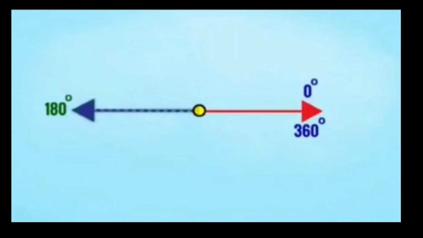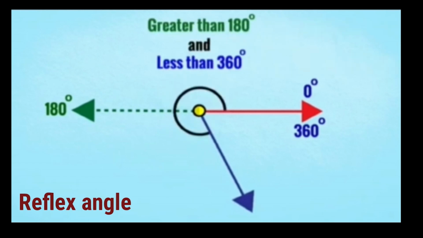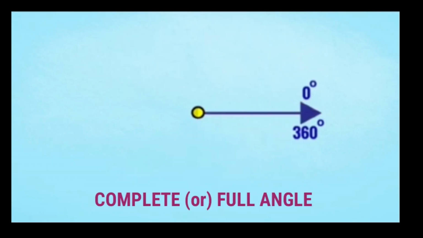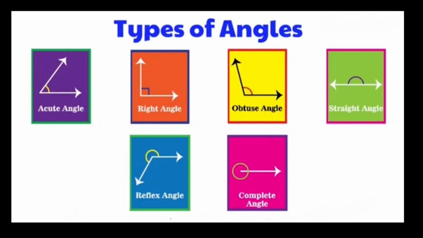Till now, we have learned 4 different types of angles, which are the acute angle, the right angle, the obtuse angle, and the straight angle. Now, let us see about another 2 types, which are the reflex angle and the complete angle. Reflex angle. An angle is said to be reflex if the angle formed is greater than 180 degree and less than 360 degree. And if the blue ray completes one full rotation, then it is called the complete angle or full angle. These are the different types of angles.